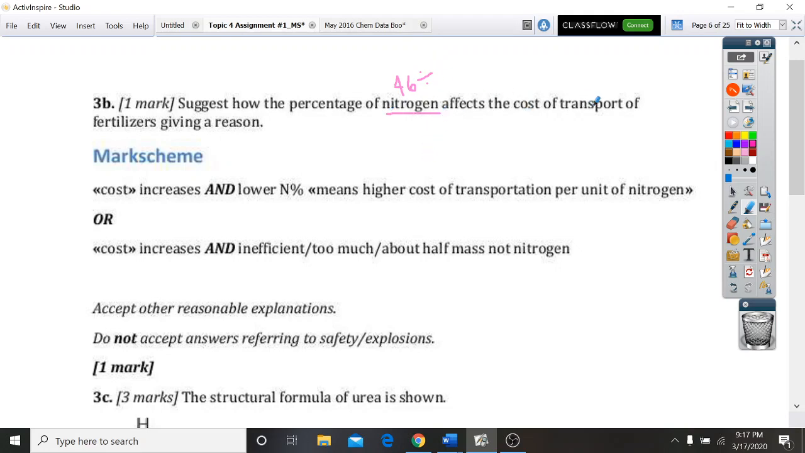I'm guessing that to transport it costs a lot. So I'm going to say something like the cost increases and yet the product contains not even 50% nitrogen. And it doesn't even contain half of the nitrogen. Because I'm not sure what they're getting at. It's not in my curriculum. I'm going to do my best.